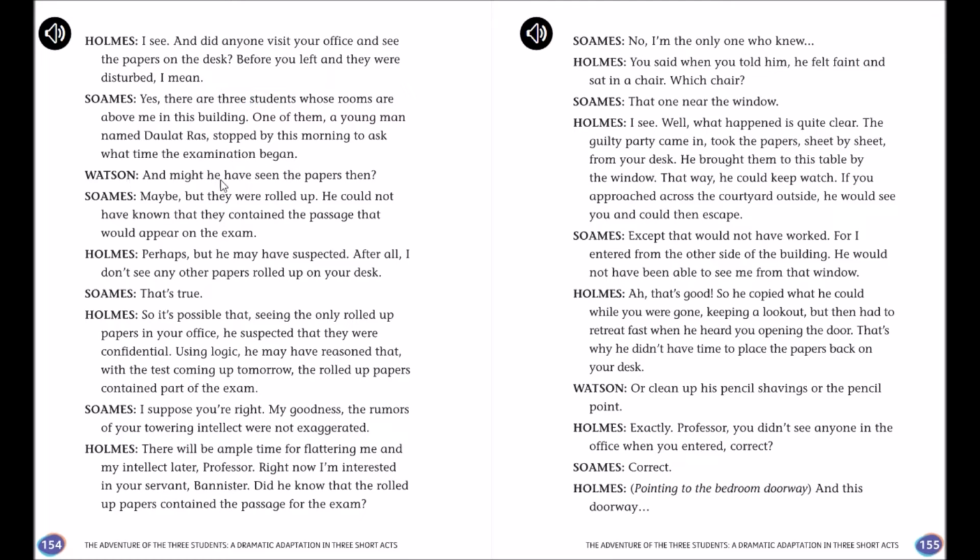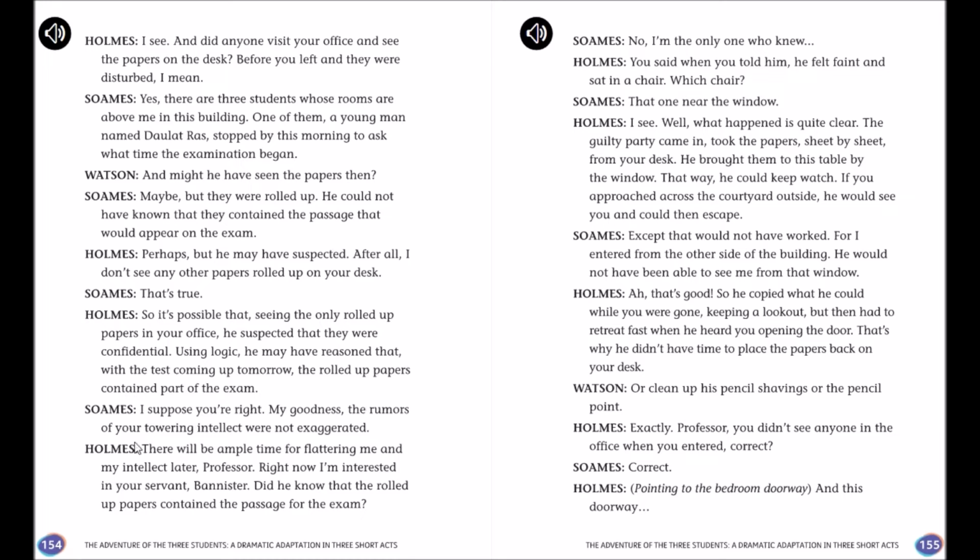Watson. And might he have seen the papers then? Soames. Maybe, but they were rolled up. He could not have known that they contained the passage that would appear on the exam. Holmes. Perhaps. But you may have suspected. After all, I don't see any of the papers rolled up on your desk. Soames. That's true. Holmes. So it's possible that, seeing the only rolled-up papers in your office, he suspected that they were confidential. Using logic, he may have reasoned that, with the test coming up tomorrow, the rolled-up papers contained part of the exam. Soames. I suppose you're right.